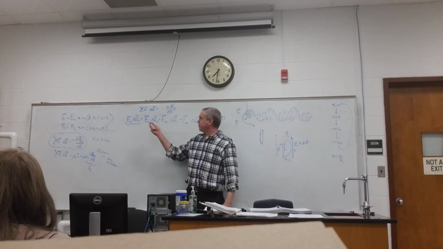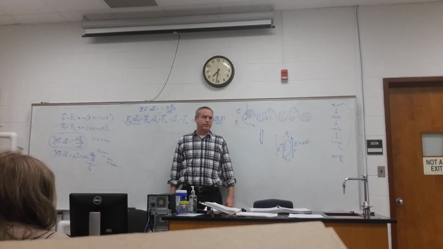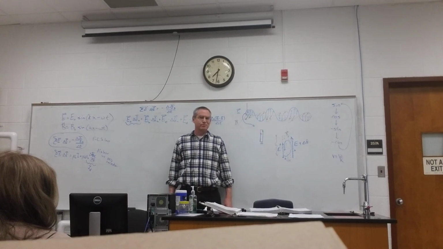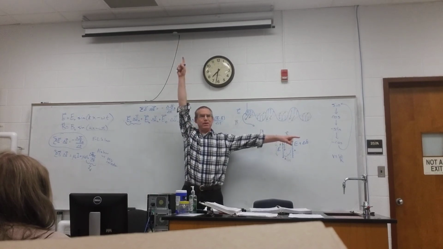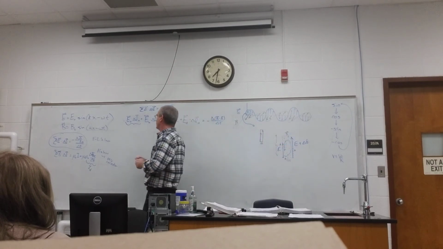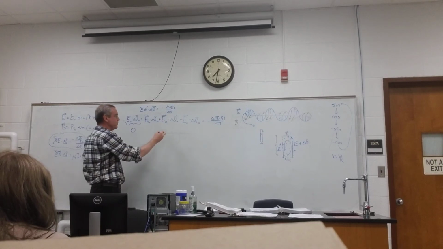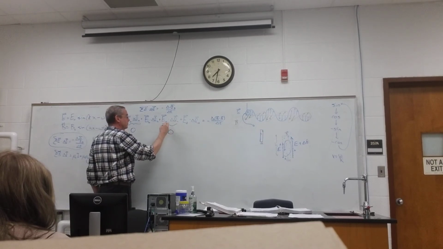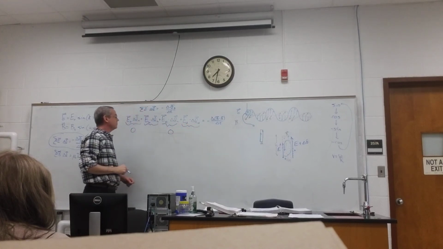So what's the dot product between the electric field along this path and delta X? Zero. Why? They're perpendicular. Yes, delta L is going that way and delta X and E is that way. They're perpendicular to each other, so that's zero. Same reasoning, that's zero also. So we have these two to worry about.